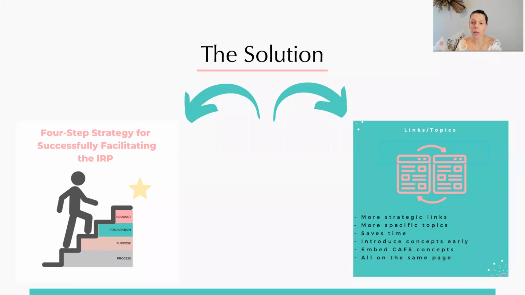The solution is clear, explicit links to our topics, more strategic links, more specific topics that we're going to definitely relate to in our CAFS course. It saves time. It also introduces those concepts really early on, so the kids start to embed those key concepts as they go through the IRP. And it also means that everyone is seriously on the same page. Rather than having 15 to 20 IRPs, kids going around in circles, you have one clear focus with your CAFS crew. Everyone is literally on the same page.